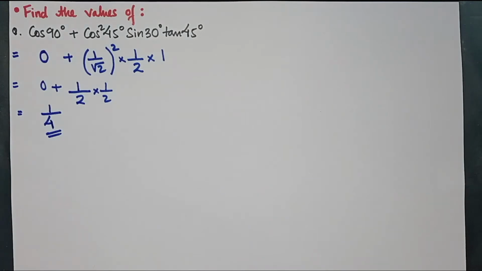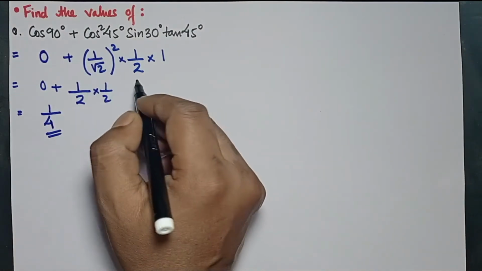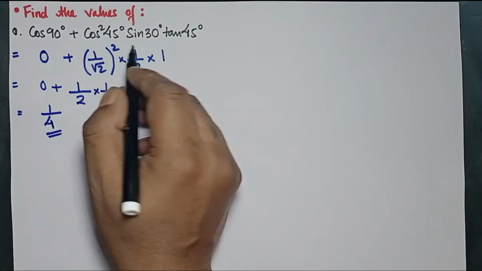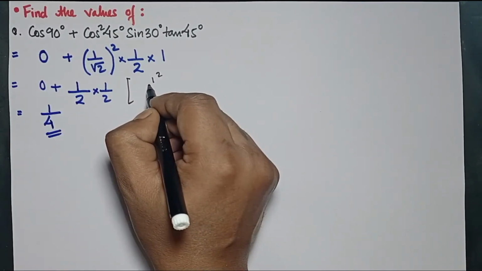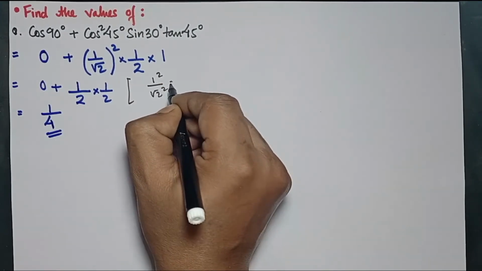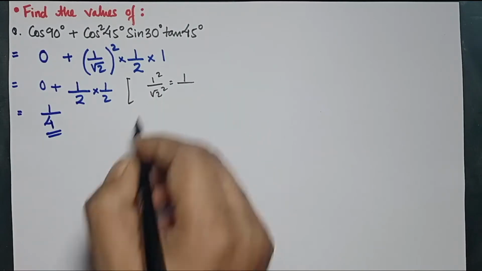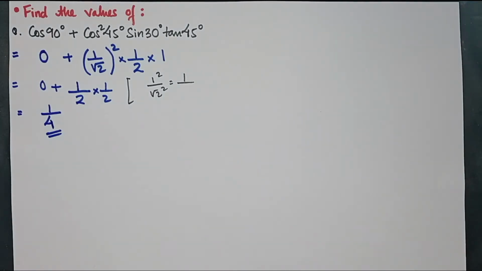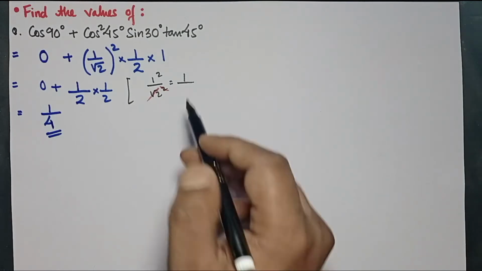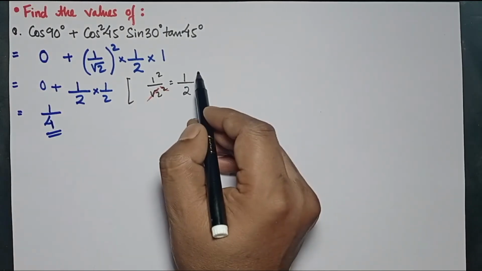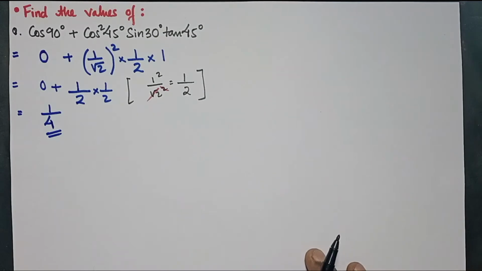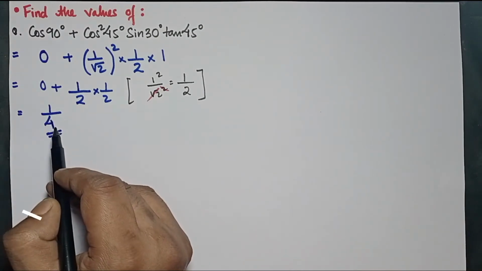Okay, you can see here 1 square, and this is root 2 square. So 1 square is 1, and this 2 and root will get cancelled. Finally I got 2, so 1 by 2. I have just shown you this. So finally I got the answer 1 by 4.